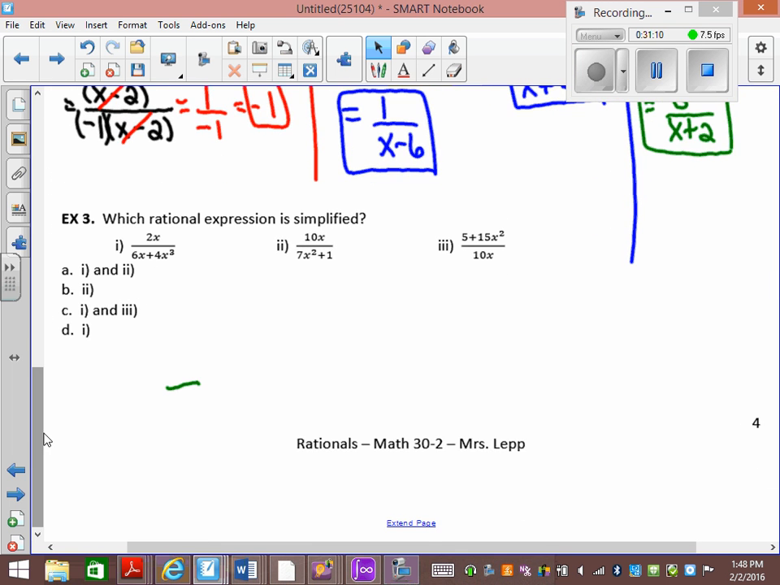All right, which rational expression is simplified? So the top one, I can take a 2 and an x out, so it's not simplified. The second one, I can't take a number out and I can't take an x out because it has to come out of all of them, right? And it can't. So it is simplified. And then this one, I can take a 5 out of all 3, so it's not. So it would just be 2.